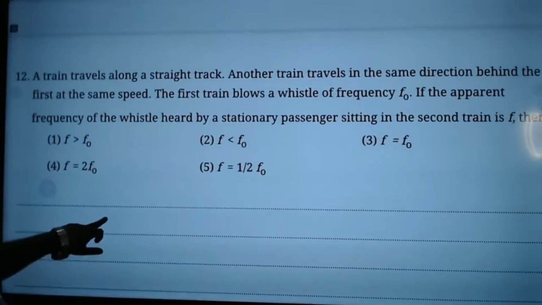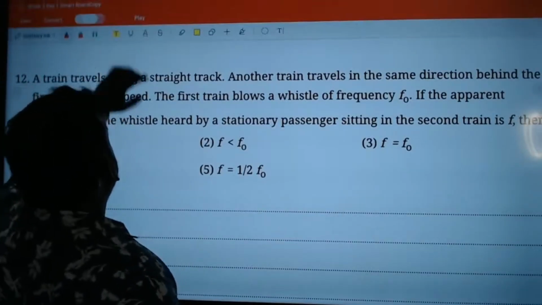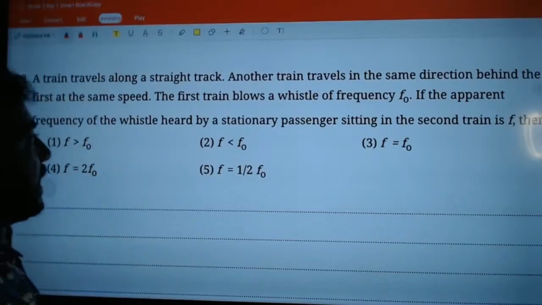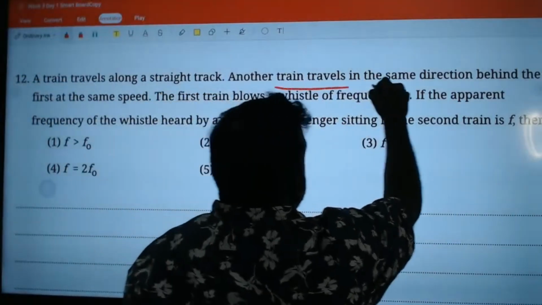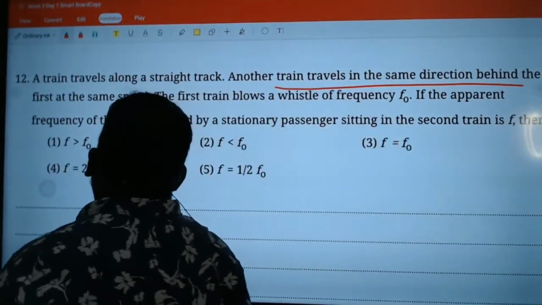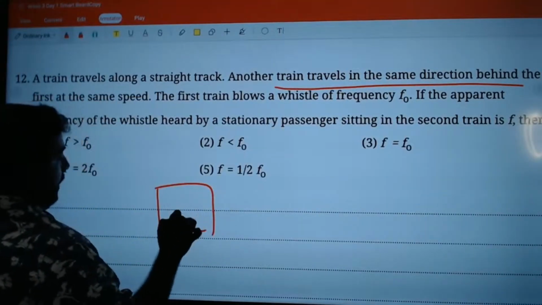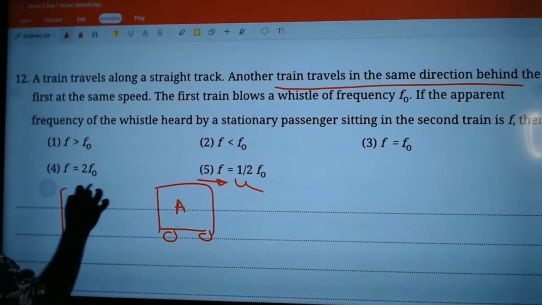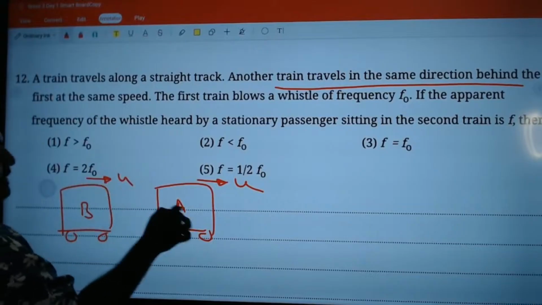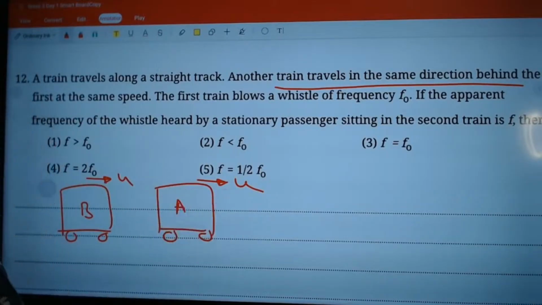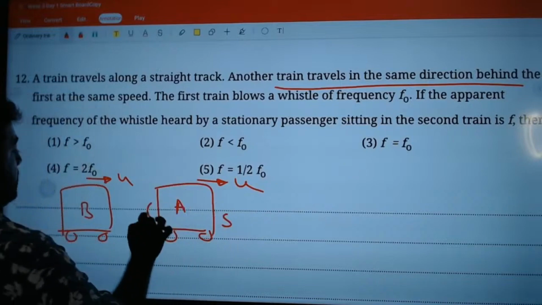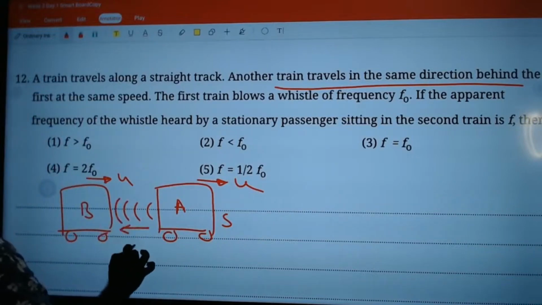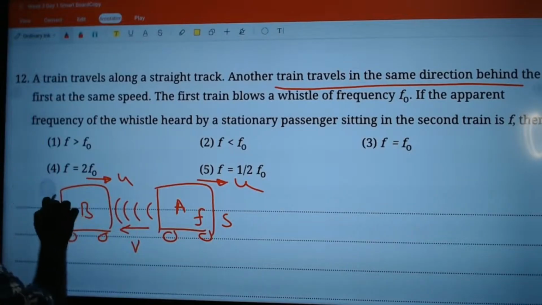A train travels along a straight track. Next one. Another train travels in the same direction behind the first train at the same speed. Train A is traveling with velocity u. Train B is traveling behind the first train with velocity u. Remember, between them there is no relative motion. First train will act like a source, blow a whistle, frequency f. They are asking what the second passenger will hear.